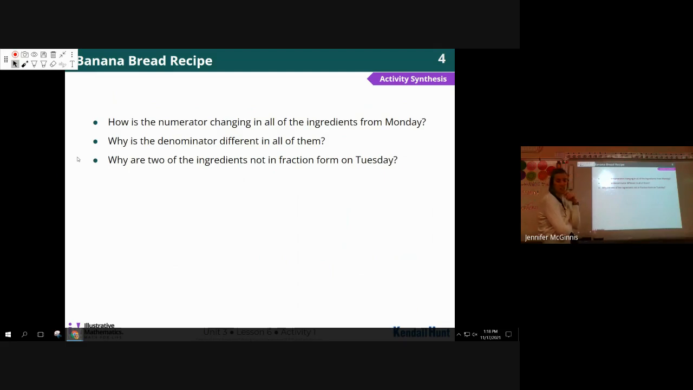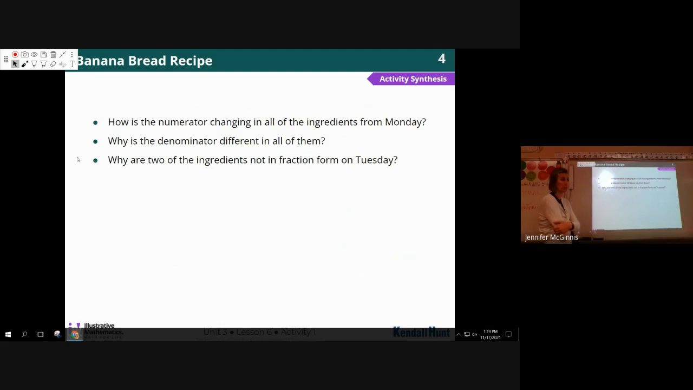Look at the column that says amount of ingredient. Look at the numerators in those fractions. If there's all 2s in the expression, what's happening to the fraction in each of those? The numerator is doing times 2. Very good. It's going up by 2. And then, why is the denominator different in all of them?